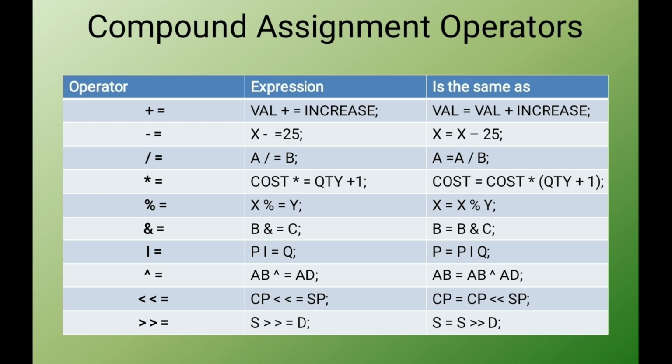Next is the compound assignment operator. Compound assignment operators are the combination of the assignment operator and another operator such as an arithmetic operator. They are also known as shorthand assignment operators. These operators modify the value of a variable by performing an operation on the value currently stored in that variable. These are all binary operators. Consider the first one, val plus equal to increase. It is the same as val equal to val plus increase.